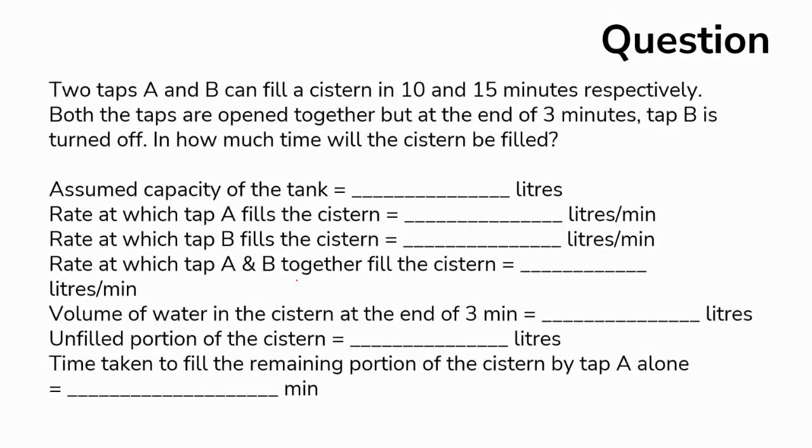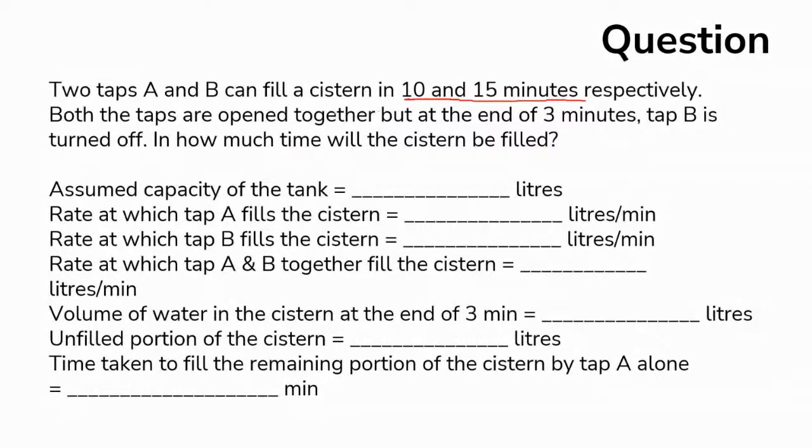Yes guys, what they're saying here: two taps, A and B, can fill a crescent in 10 minutes and 15 minutes respectively. Both the taps are opened together, but at the end of 3 minutes, tap B is turned off. In how much time will the crescent be filled?